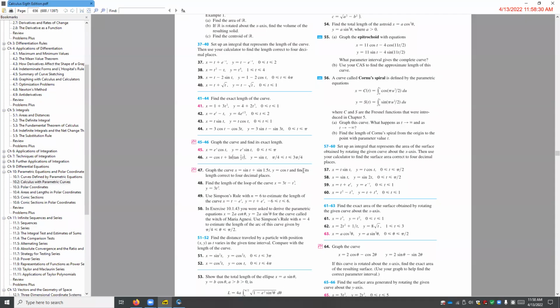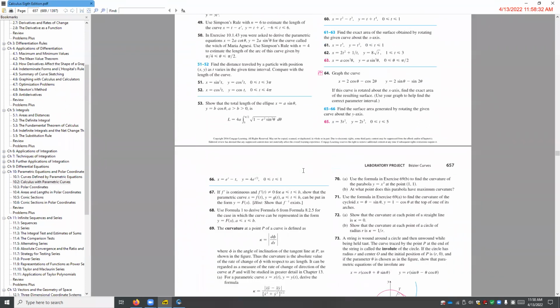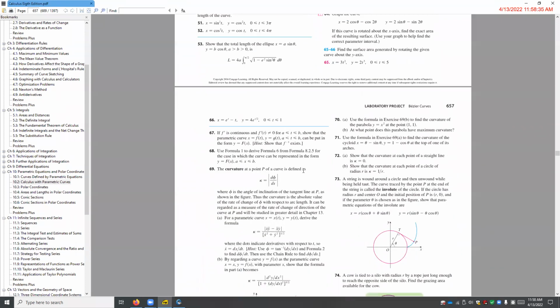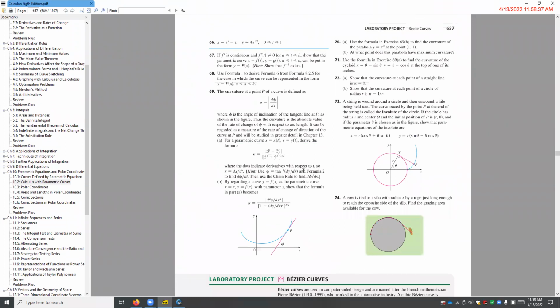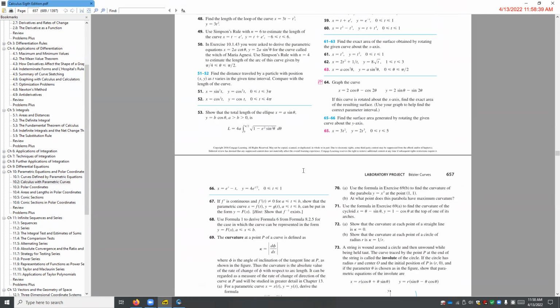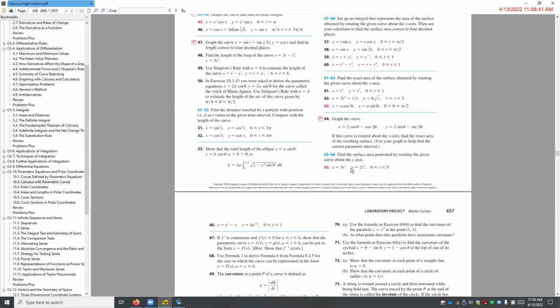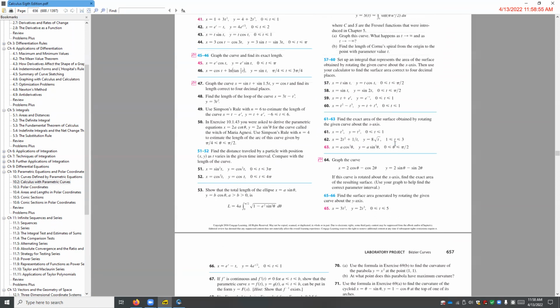The textbook has some fun ones here. Let's see. Surface area. Yeah, we can do. Oh, and they've got this one as well. All right. We can find the surface area generated by rotating about the y-axis. Let's start with an x-axis one. Let's do x equals t cubed, y equals t squared, and t goes from 0 to 1.